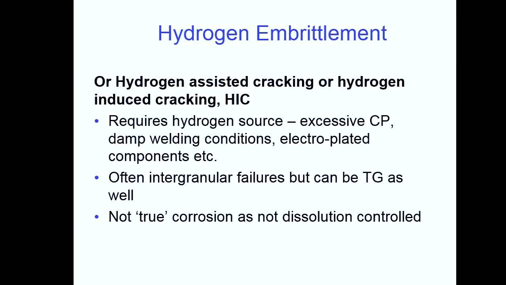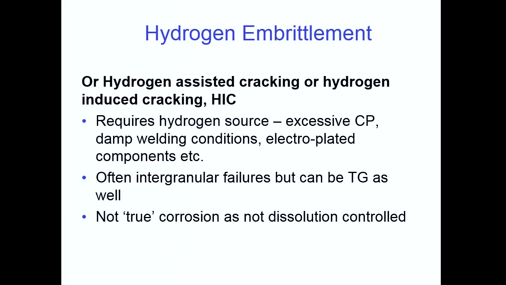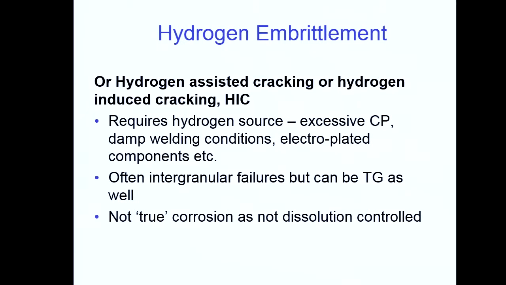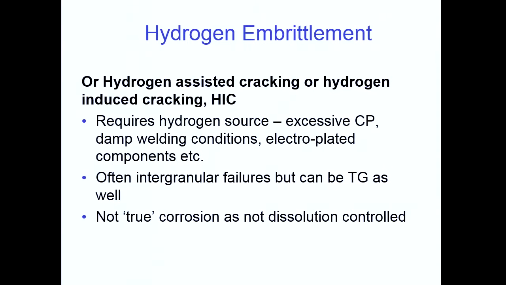If you've got excessive cathodic protection, you effectively electrolyse the water. So you break the water down into hydrogen ions and hydroxide ions, and those hydrogen ions can discharge and be adsorbed into the cathode. Another possibility is damp welding conditions, and that happens quite often in the real situation. If you're out in the field welding pipes together, damp welding consumables is another possibility of introducing hydrogen into the welding area.